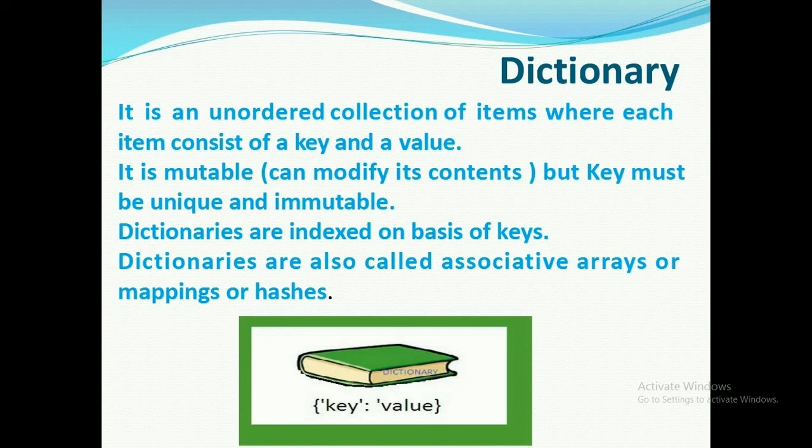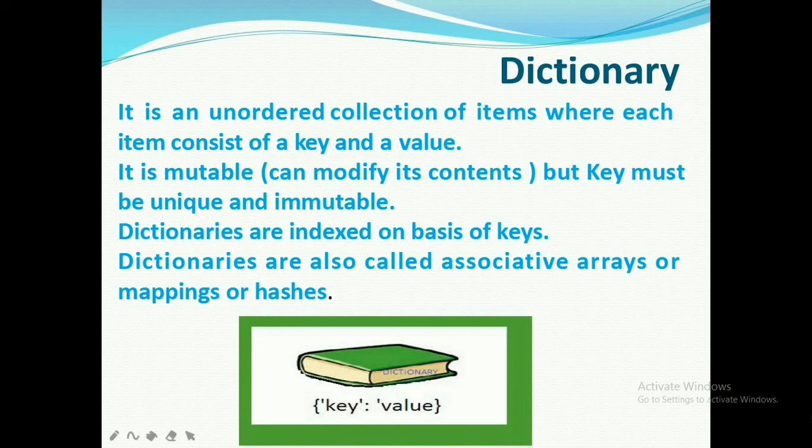It is mutable in nature, that means we can modify its contents. But the keys must be unique and immutable. Dictionaries are also called associative arrays, mappings or hashes. Dictionaries are actually containers that associate keys to values.